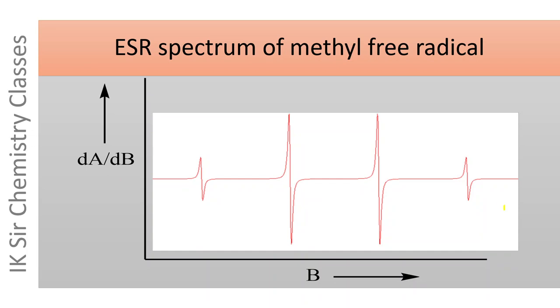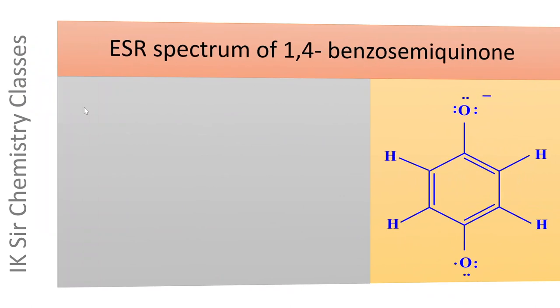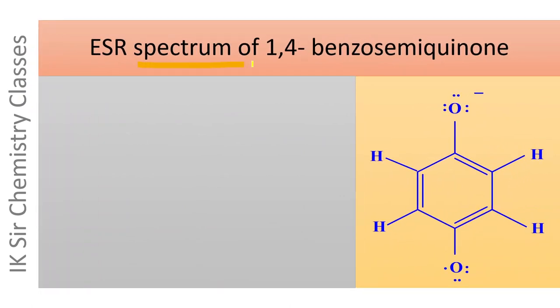This is a derivative signal. dA by dB is plotted against B. Four hyperfine lines are obtained in the ESR signal of methyl free radical in the intensity ratio 1 is to 3 is to 3 is to 1.